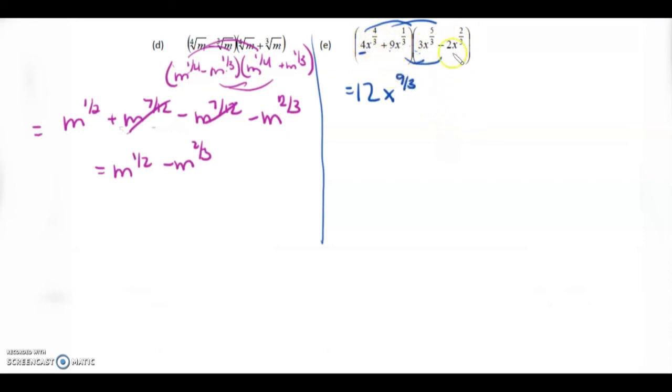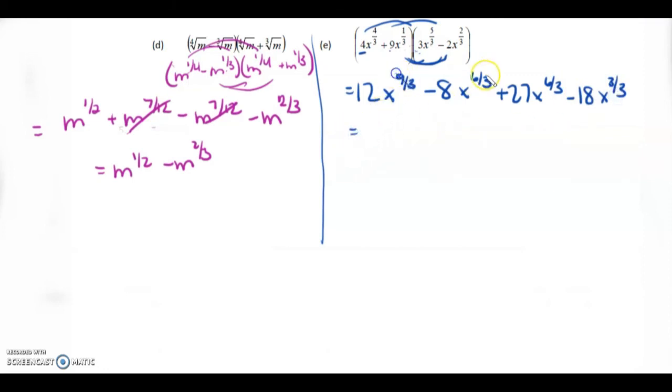Okay, the next one. 4 times -2 is -8. 4/3 plus 2/3. 4, 5, 6, I get 6/3. Okay, 9 times 3 is 27. 1/3 plus 5/3 is 6/3. And then 9 times -2 is -18. And then I get 3/3.